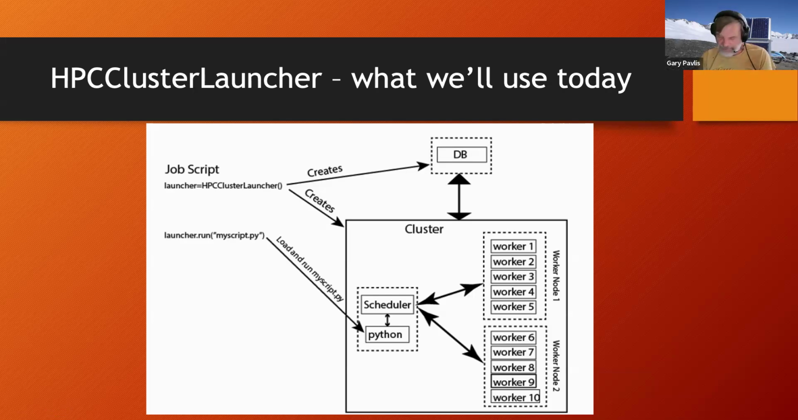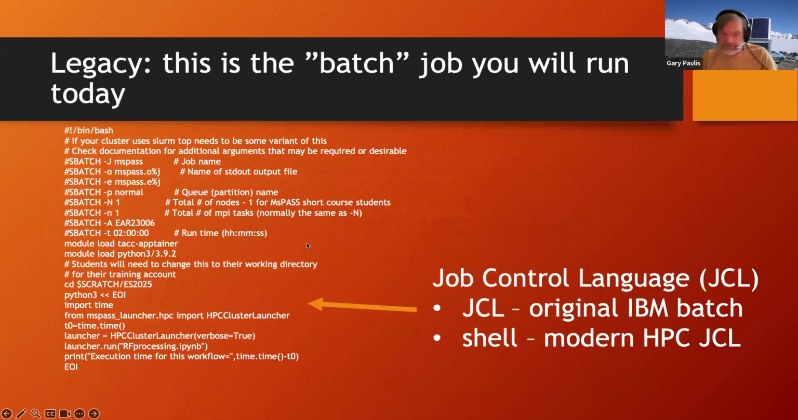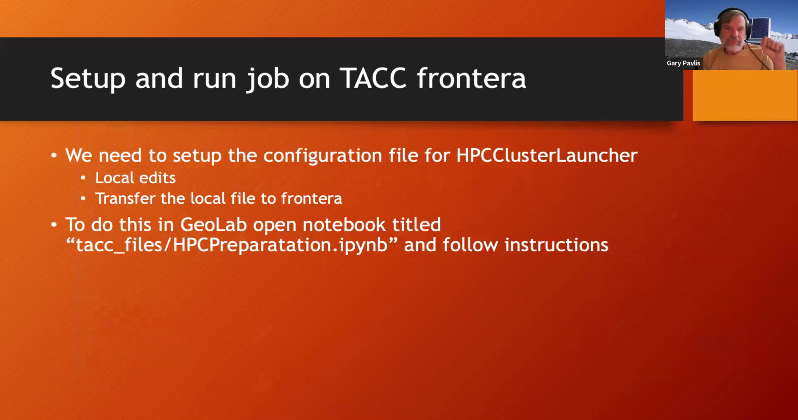Actually, let me go back up here. We should look at this configuration. This script, that's what it does. Let's look at that right here before I go on. See, here's creating this launcher. That's exactly right here. Here's the launcher. You create it here, and then you run the script, or actually a notebook. That's the job we're going to run on Frontera. So let's go there now.